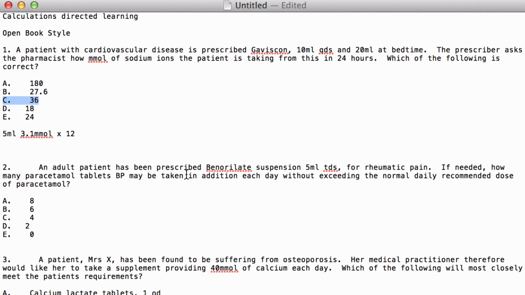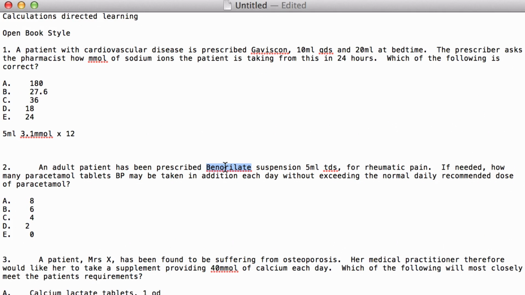Adult patient has been prescribed benorelate, whatever that is, suspension 5 ml 3 times a day for rheumatic pain. If needed, how many paracetamol tablets BP may be taken in addition each day without exceeding the normal daily recommended dose of paracetamol? From that, you can kind of gather, because there's quite a few combination preparations of paracetamol and something else. It could be paracetamol and codeine, maybe? Paracetamol and aspirin?